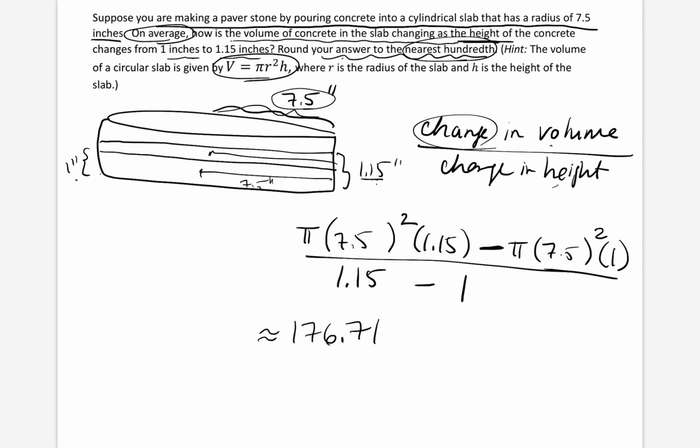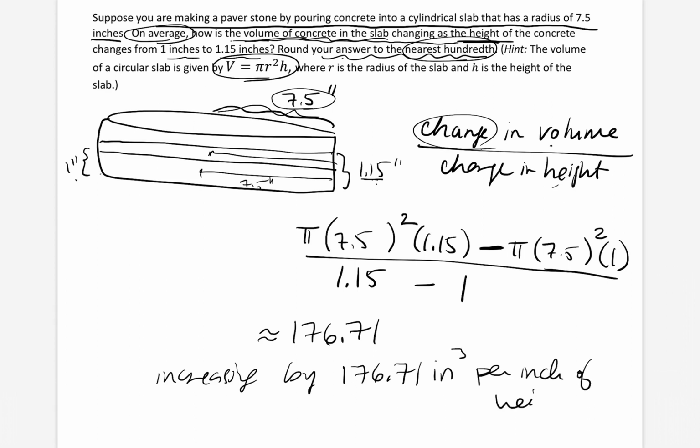176.71. So what does that mean? Well, that means that the volume on average of concrete in the slab is increasing by approximately 176.71 cubic inches per inch of height.